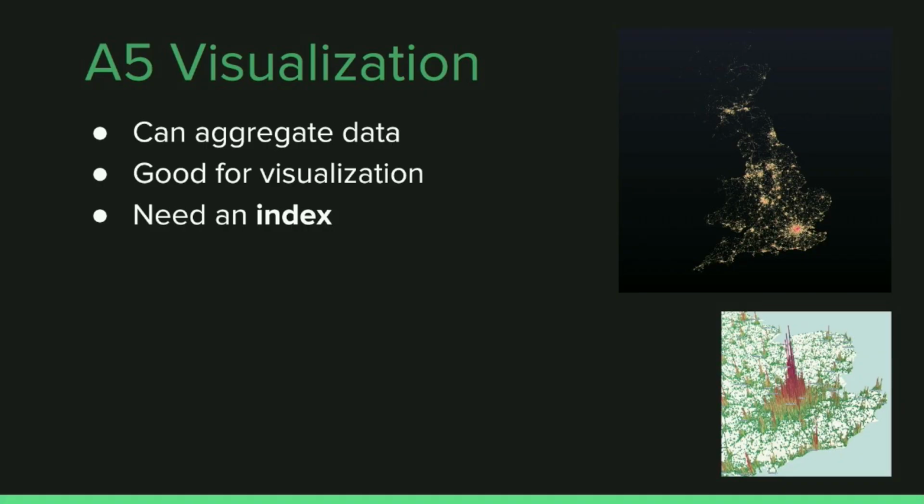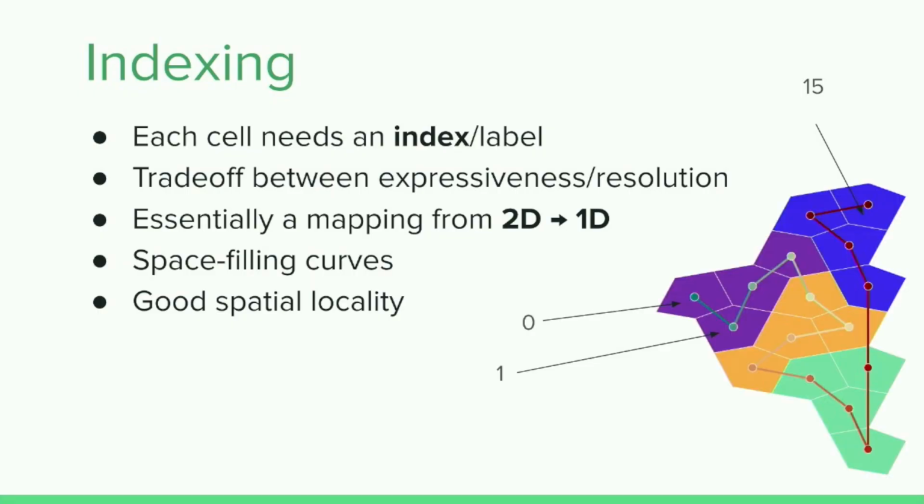The part that is missing is a way of actually referring to each of these cells, and that's the secondary part of grid systems, which you need to make them useful. Because you want to represent this data not just in an image format, but you might want to store it in a database, and each of these cells needs to have an identifier. So what you need is an index.